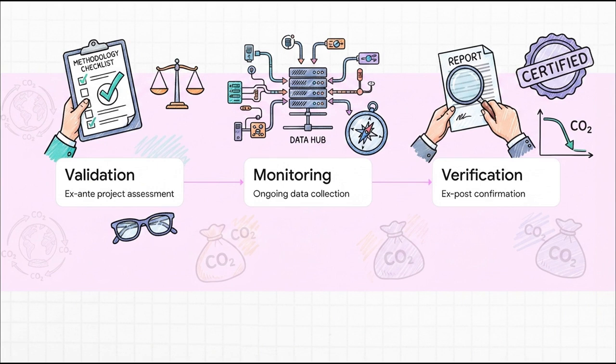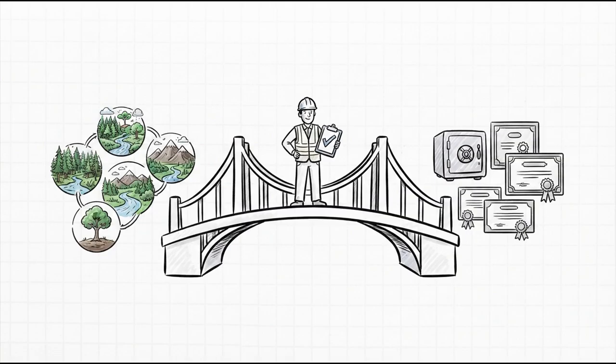Next is monitoring, and this is just the ongoing, everyday operational grind of collecting data on how the project is actually performing. And finally, verification, the definitive ex-post confirmation that the emissions reductions actually happened exactly the way they were reported. That verification step, it's absolutely crucial. It is literally the bridge that turns a tree growing in some remote forest into a verifiable digital financial asset.